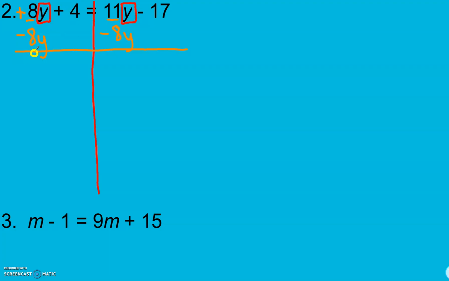8 minus 8, 0. 11 minus 8 gives me 3, and I still have y's there. Okay, same thing. They're like terms. That didn't change, still y's. I didn't change my 4 or my negative 17. Now, we've accomplished getting all of our variables on one side, so we want all of our constants on the other. To get rid of a minus 17, we add 17, because again, that's how we get to 0.